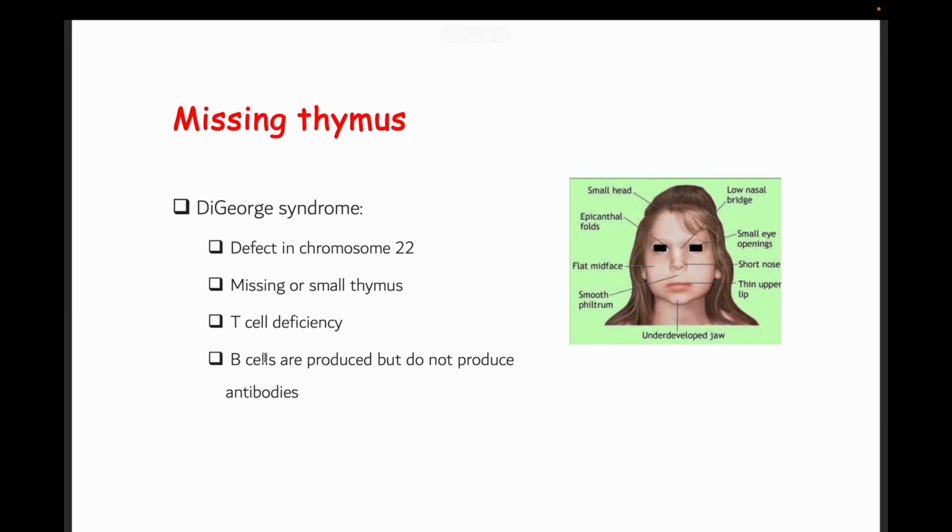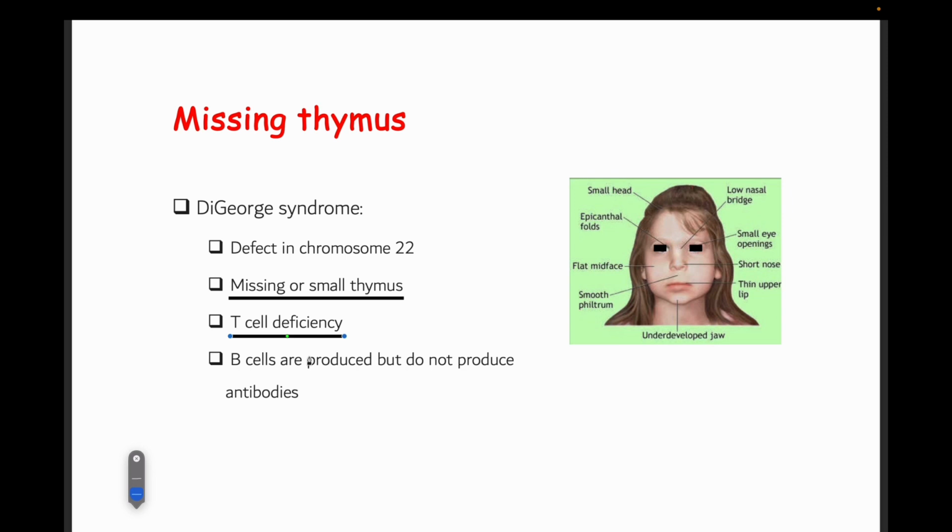وهنا عندنا ال دي جورج syndrome اللي أخذناها إنه defect in chromosome 22. It will result in missing or small thymus. زين هسه missing or small thymus هنا the production of naive T cell will be affected. We will have T cell deficiency.